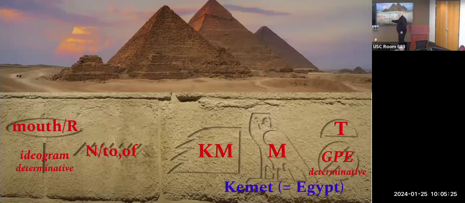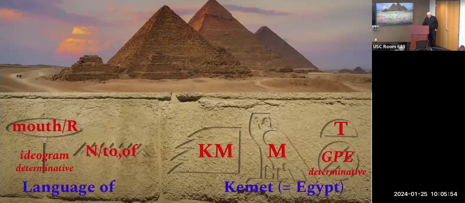And then here we have a symbol that can either represent the M, and in this case specifically, it's a preposition, means to or of. So we have mouth of Egypt, and mouth stands also for language, right? So the English word language is based on Latin lingua, which originally means tongue. And so the tongue represents language. And so for the Egyptians, it's the mouth representing the language. And so here the title of our presentation is the language of Kemet, the language of Egypt.